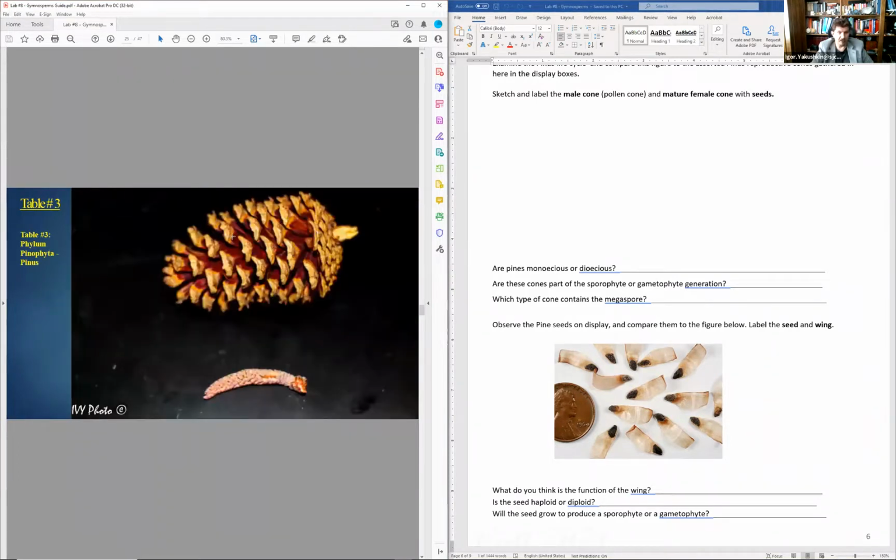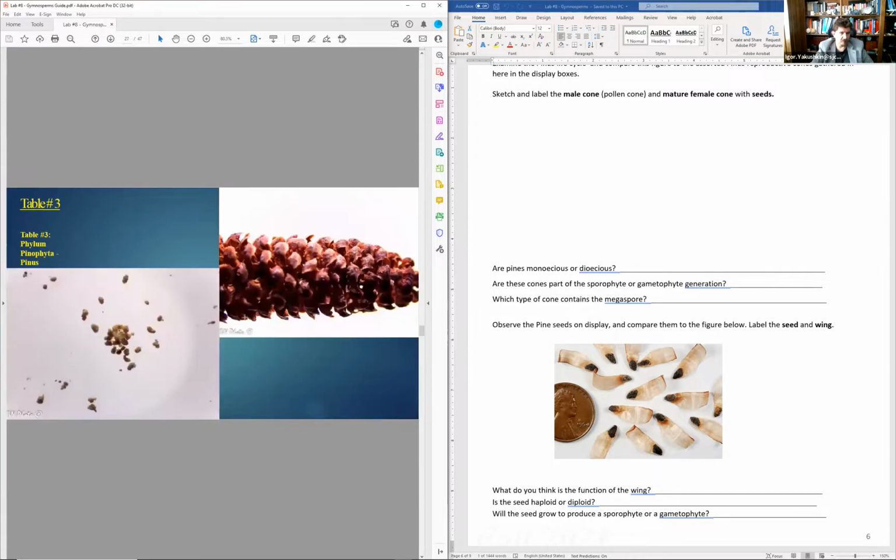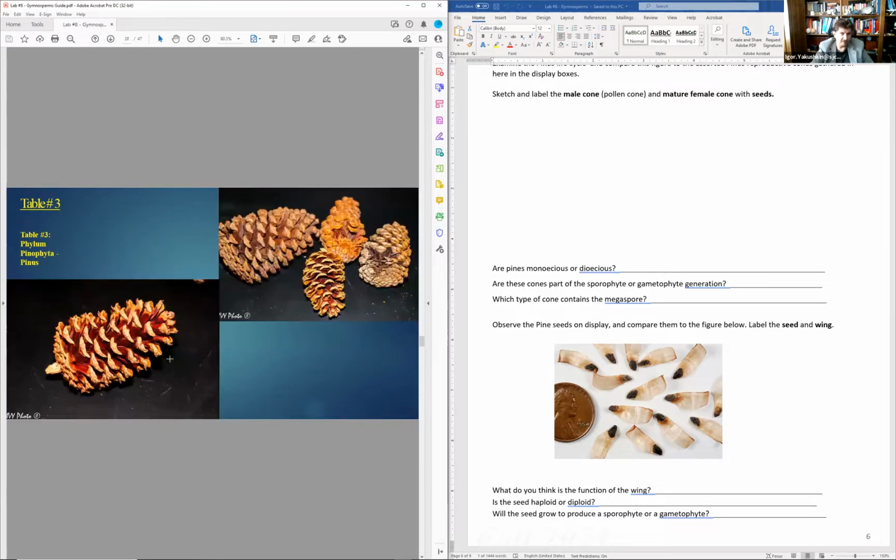So here we're looking at the female and male cones. Male cones, that's the magnification at about 8 times, and you can see the pollen. This is actual pollen, and the female cones.